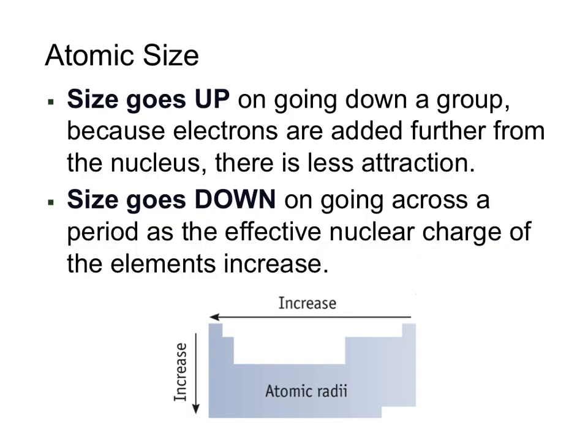And so to recap for atomic size, the size of an element goes up as we move down a group because electrons are added further and further from the nucleus, and so there is less attraction felt. And the size goes down as we move across a period from left to right because the effective nuclear charge will increase.